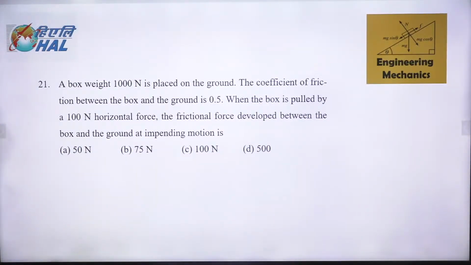So a box of weight 1000 Newton is placed on ground. Coefficient of friction between box and ground is this. When the box is pulled by 100 Newton force, what will be the friction force developed between box and ground at impending motion, that means at the start of motion? Solve this question. Tell me what is the answer for this.